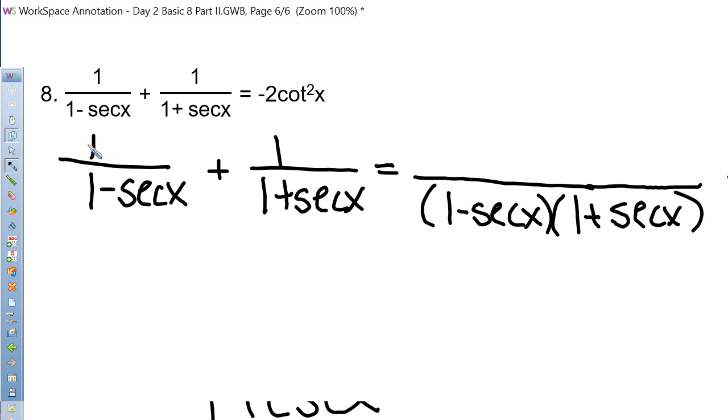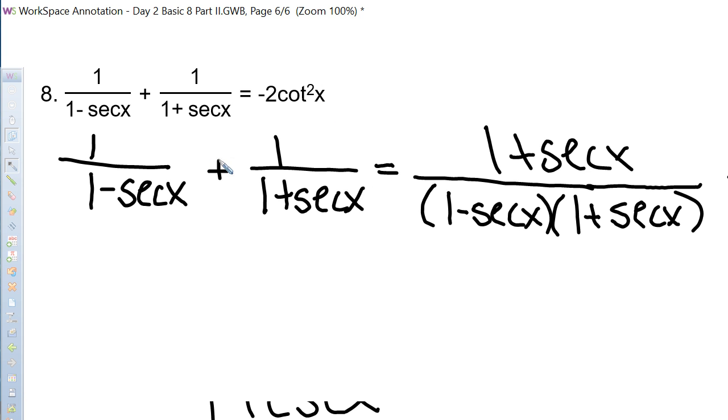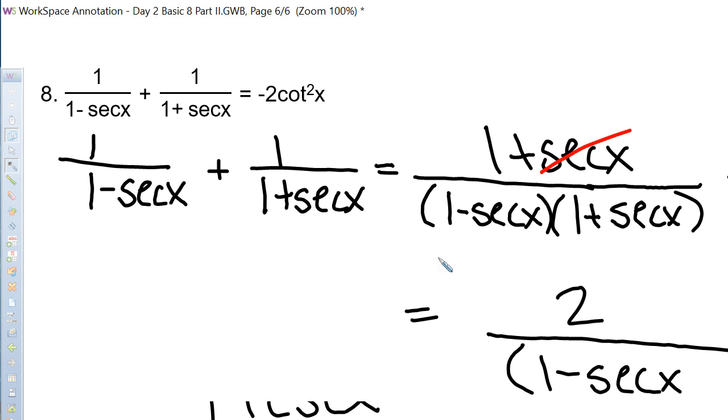Okay, so the first one has 1 minus secant, so what is it missing? 1 plus secant of x. The second one has 1 plus secant, what is it missing? 1 minus secant of x. Since we have the common denominator, adding those fractions together, 1 plus 1 is 2, secant of x, negative secant of x, those add to 0. And in the denominator, 1 minus secant of x, 1 plus secant of x.